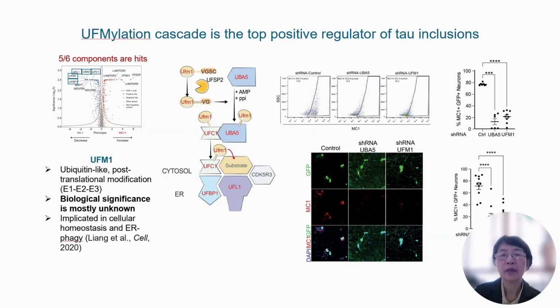In the MC1-negative group, 5 of 6 components belong to the UFMylation cascade. UFM1 is a ubiquitin-like molecule and is conjugated to its target substrates by enzymes. The biological significance of UFMylation remains largely unknown. To validate the CRISPRi screen, we show that inhibition of UFMylation through shRNA-mediated knockdown of either UBA5 or UFM1 significantly reduces tau propagation as measured by immunocytochemistry and flow cytometry.